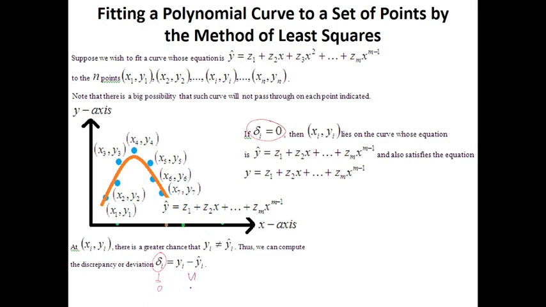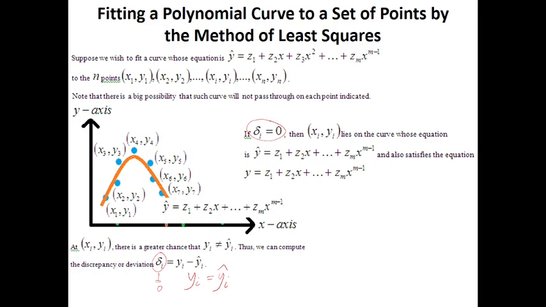this means that the coordinate y sub i is equal to the coordinate y sub i hat. So they are equal, okay? So that is only true if the deviation is 0. So the interpretation is that the point x sub i, y sub i lies on the polynomial curve.